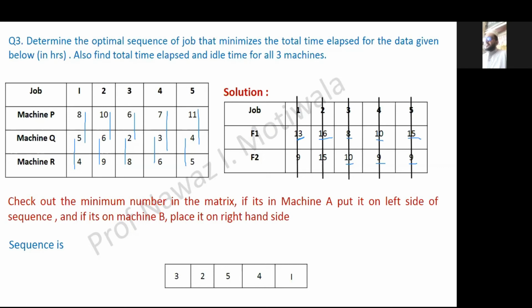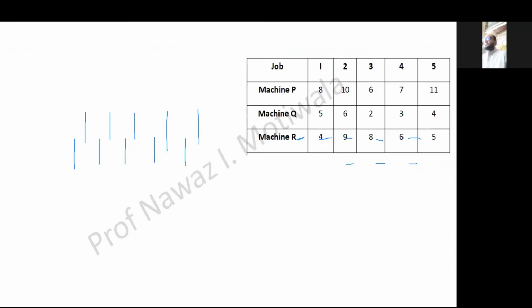Now, after sequencing, there is no use of this fictitious machine table. We will follow our regular procedure for calculation of timings. The fictitious machines were made only for determining the sequence. Now let us move forward to the calculation table.